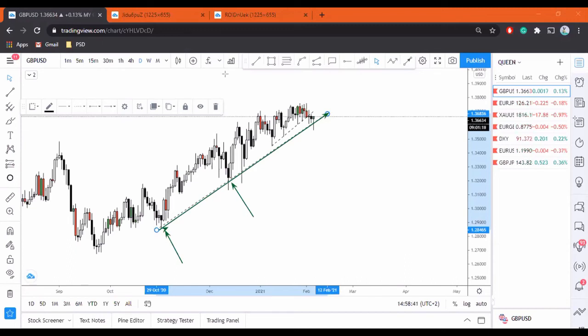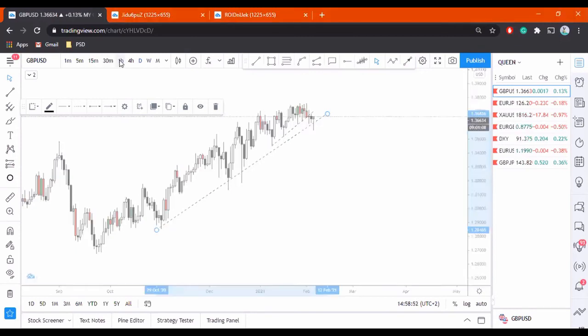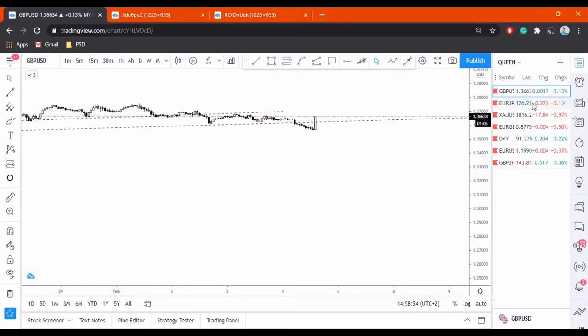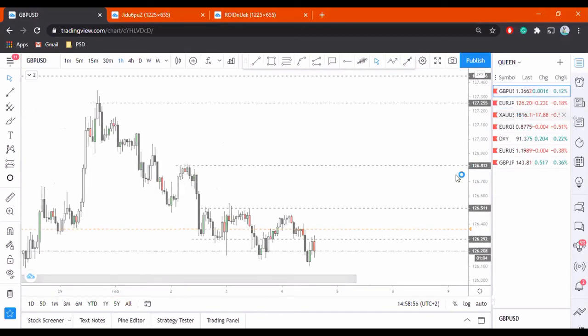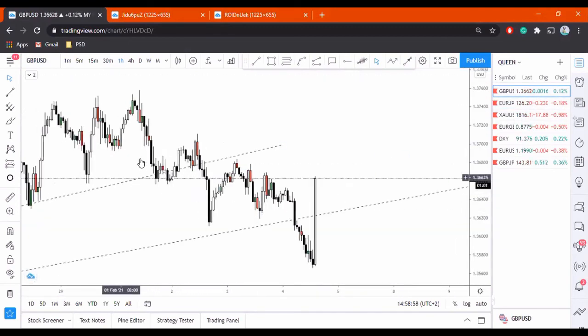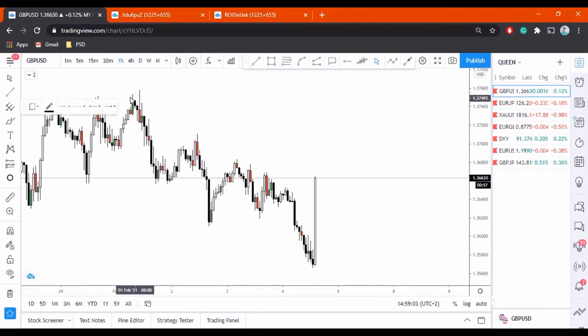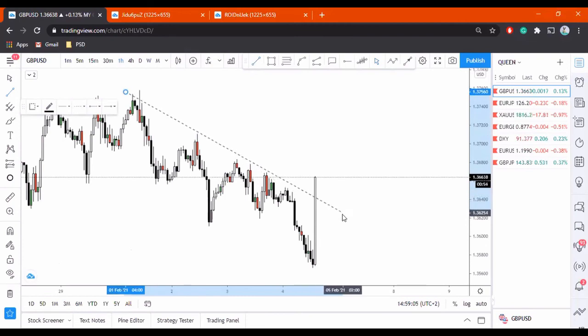So you see on our daily time frame, the trend line has been rejected, right? And then when you go on your 1-hour time frame, it was in a downtrend. Price was in a downtrend. Remember from yesterday, we drew a trend line right here. It was in a downtrend, and then price broke today.